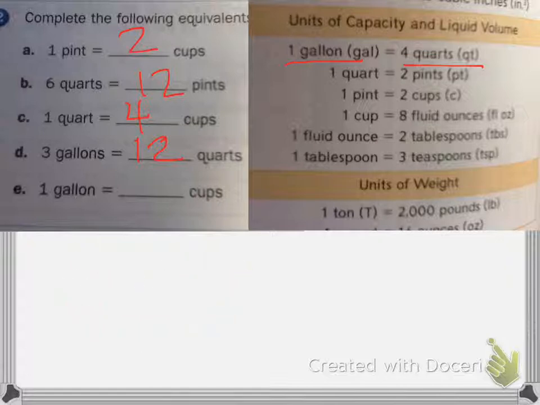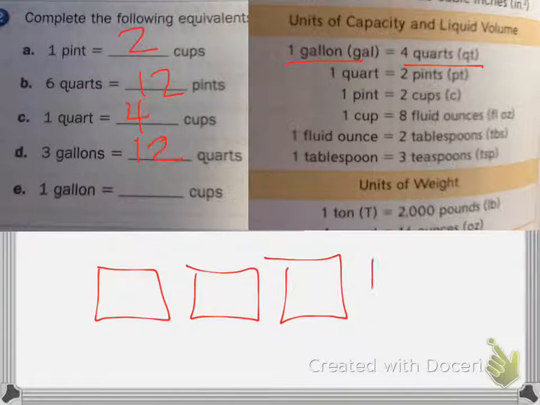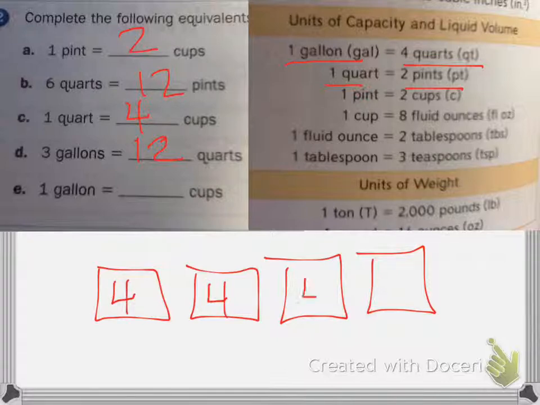And now we want to know gallons into cups. So if 1 gallon equals 4 quarts, 1, 2, 3, 4. In 1 quart, there are 2 pints. We also know in 1 quart there are 4 cups. So 4 cups, 4 cups, 4 cups, 4 cups, 4 plus 4 plus 4 plus 4, or 4 times 4, 16 cups.